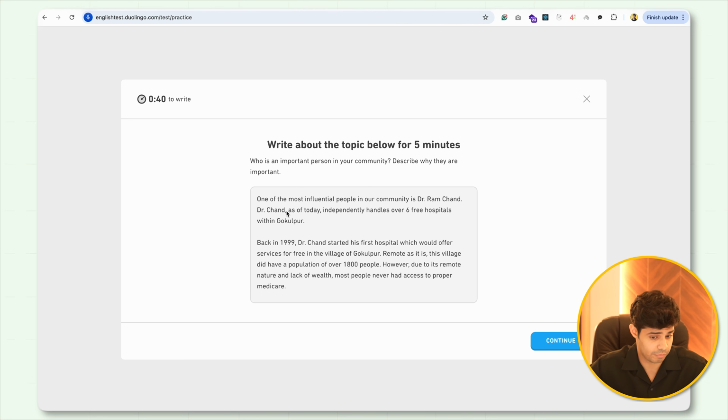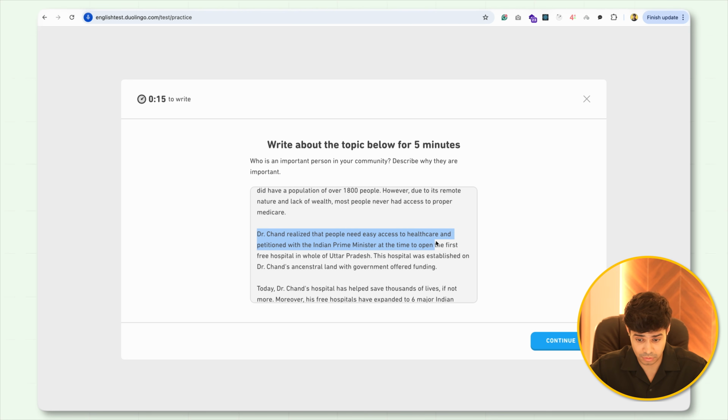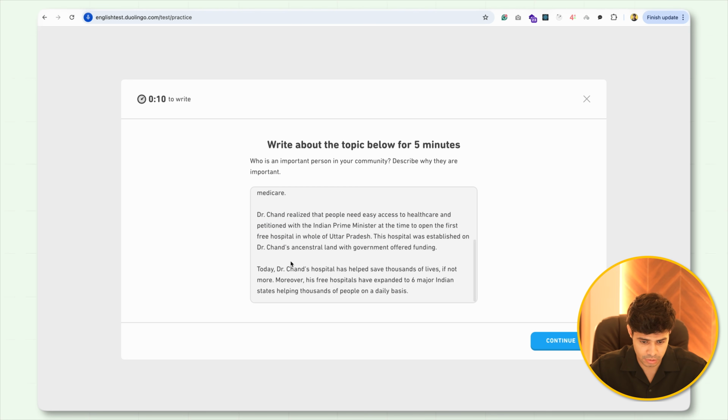And I'm gonna just verify everything. One of the most important influential people in our community is Dr. Ram Chand. Dr. Chand, as of today, independently handles over 6 free hospitals within India, I would say now. Dr. Chand started his first hospital in a remote village. This village did have a population. However, due to its remote nature and lack of wealth, most people never had access to proper medical care. Okay, the Prime Minister at the time opened it. Okay, the hospital was established. Okay, I think that looks good. Yeah. All right, we can continue.